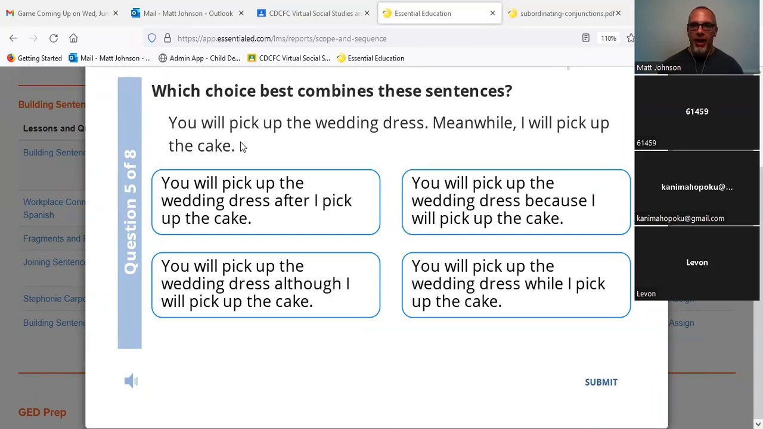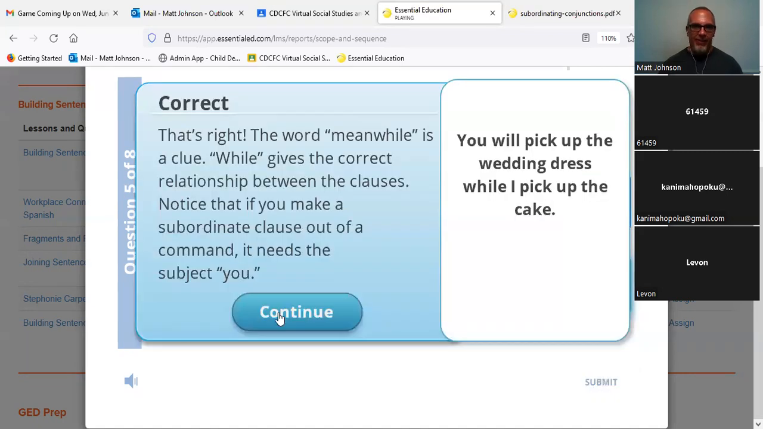You will pick up the wedding dress because I will pick up the cake. No, not like a cause and effect relationship there. You will pick up the wedding dress while I pick up the cake, right? That's what we want to go for. And again, although it's showing contrast, because showing cause and effect, after showing a difference in time. You will pick up the wedding dress while I pick up the cake.